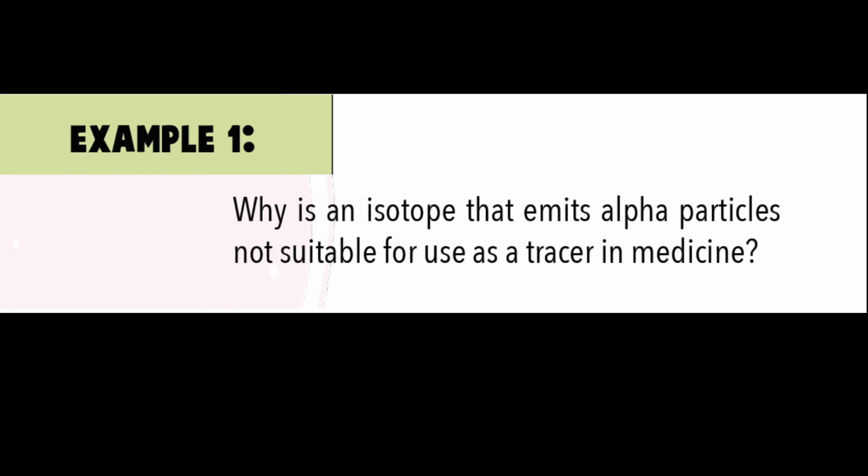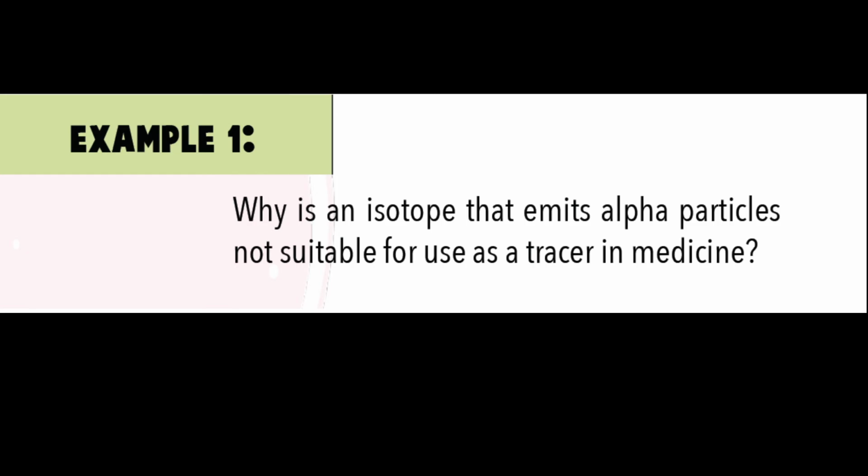This is one example question. Why is an isotope that emits alpha particles not suitable for use as a tracer in medicine? Just now, all the tracers in medicine we saw use gamma. We never use alpha. What's the reason? First, you can say maybe alpha penetrates too low. Yes, I agree, because alpha cannot go in past the surface. The second reason is that alpha ionization is too high. If it goes in your body, it stays there and ionizes all the cells in your body, which is dangerous. So this is an example of why we never choose alpha. We choose gamma.